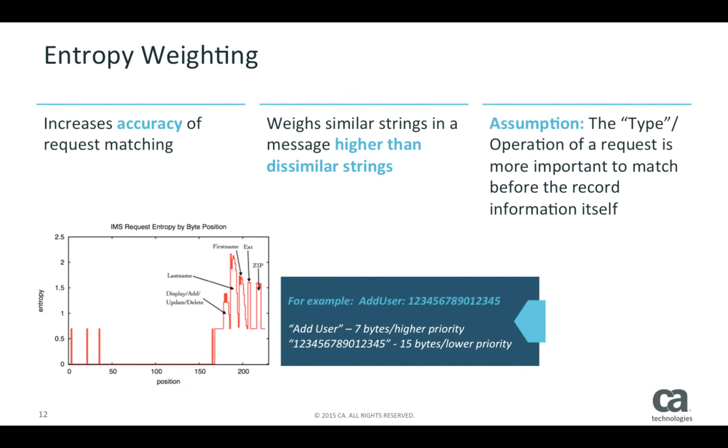Okay, I mentioned entropy weighting. Here's a quick slide on it. It increases the accuracy of our matching. You can actually figure out what things within the byte pattern are changing more often. Again, entropy weighting gets more and more accurate the more data you throw in.